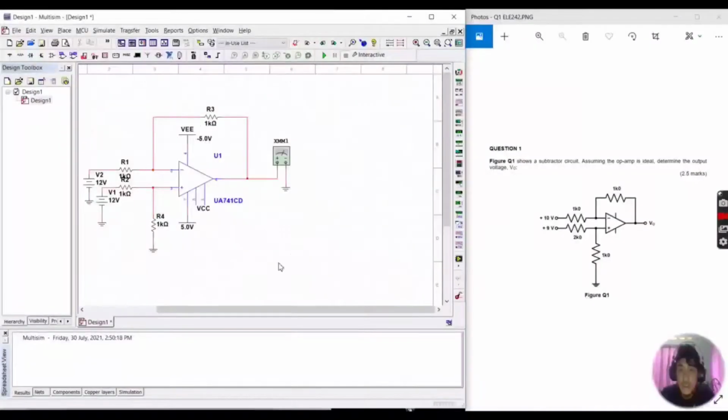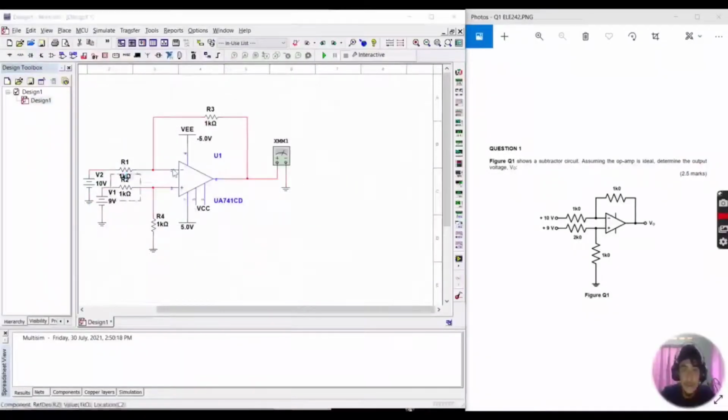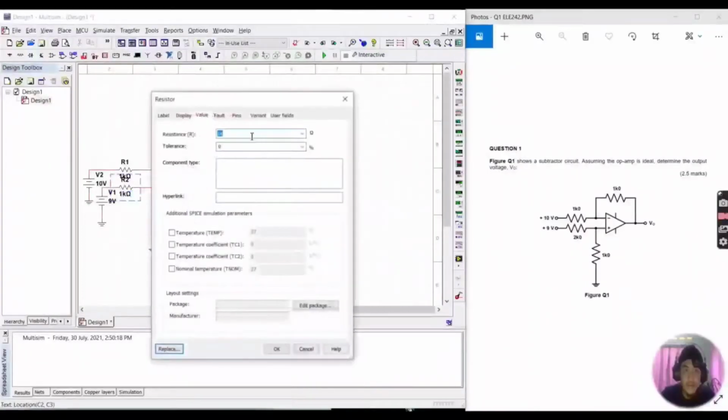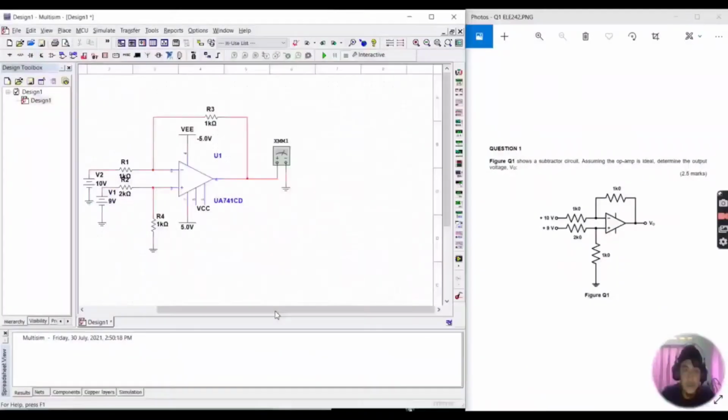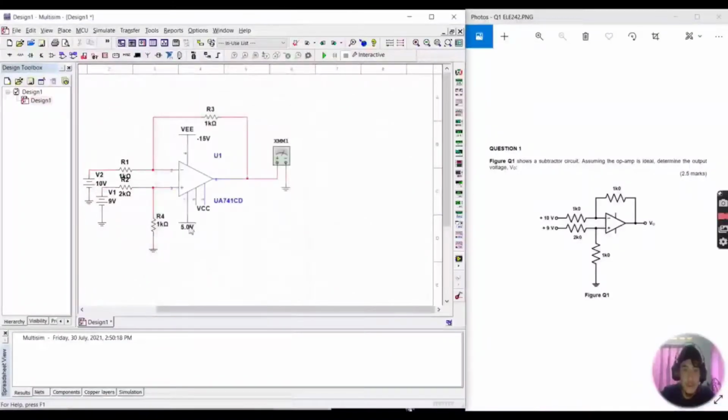Okay. Now we need to change the value for all the components. This is 10 volt, and this is 9 volt. For this resistor 1k. This is 2k. Okay, this is 1k. Okay, for the VEE and VCC, we need to put a greater value than our DC source. So as you can see here, this is 10 volt, so I will put 15 volt here. This is also 15. Alright, so we have completed constructing the circuit.